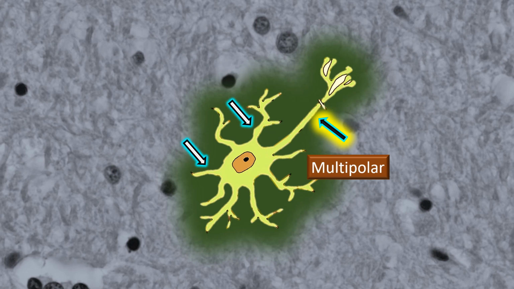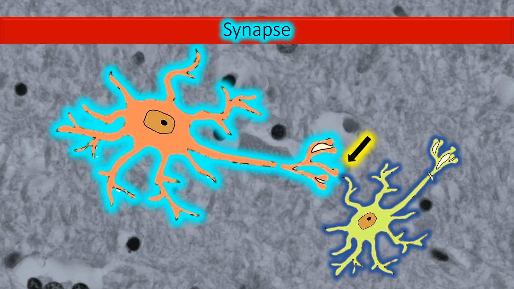Now, between neurons there is a wide network, because connectivity is the essence of the function of the nervous system. You can see shown by the black arrow a junction between the axon terminal of one neuron and the dendrite of an adjacent neuron. That junction is known as a synapse.